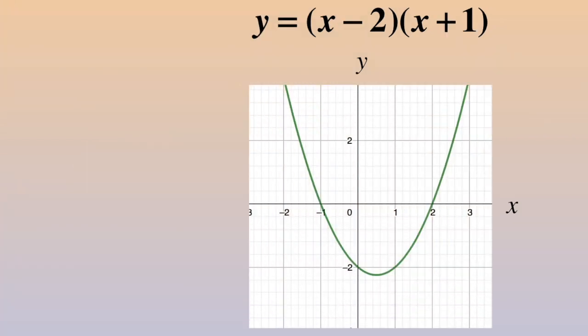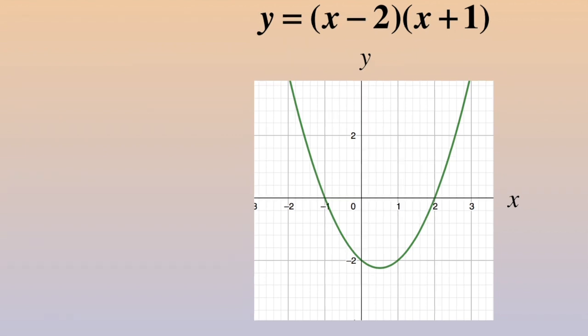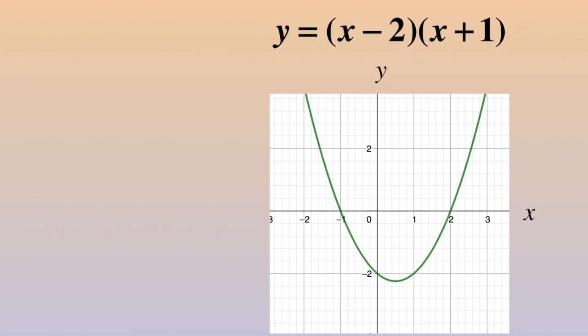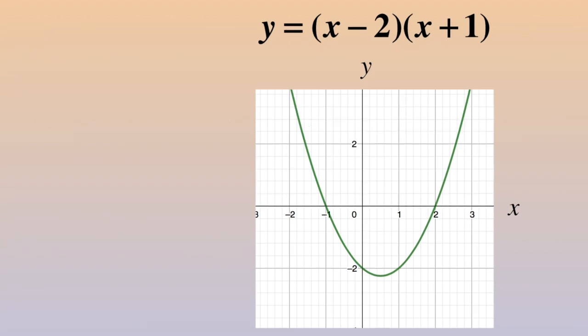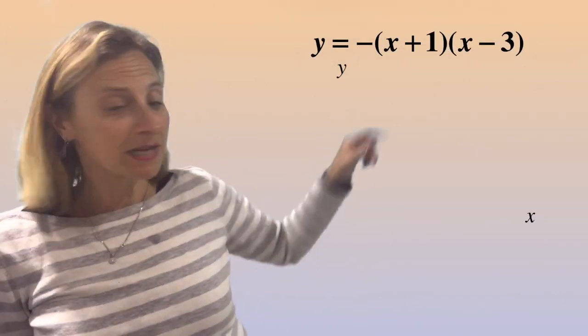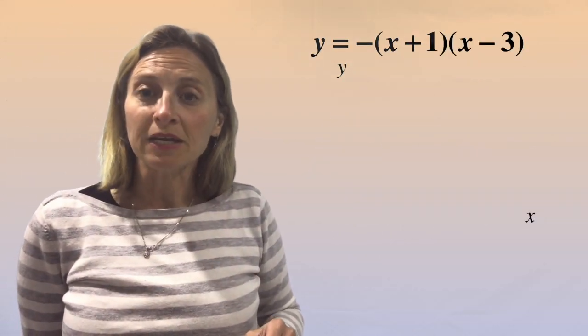We can then draw our axes. And we know that the graph has to go through x equals 2 and x equals minus 1, and then we just join the dots. Let's have a look at another one. Y equals minus (x plus 1)(x minus 3).